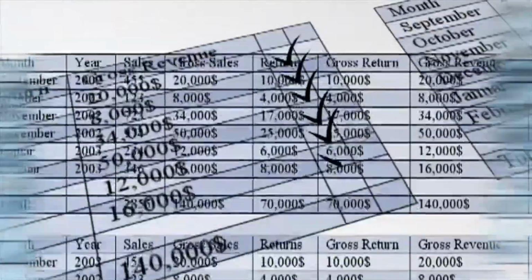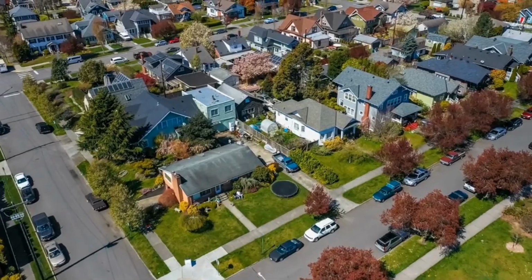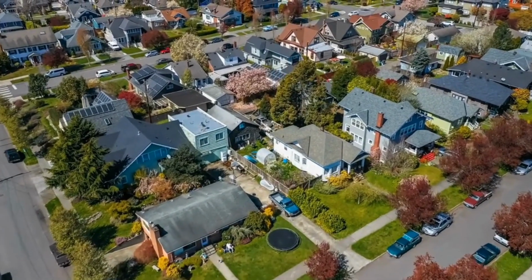Tip 1. Check the track record of the platform and its investments. Tip 2. Diversify by investing in different types of properties.